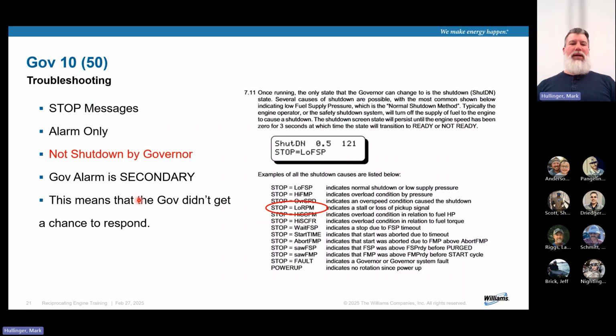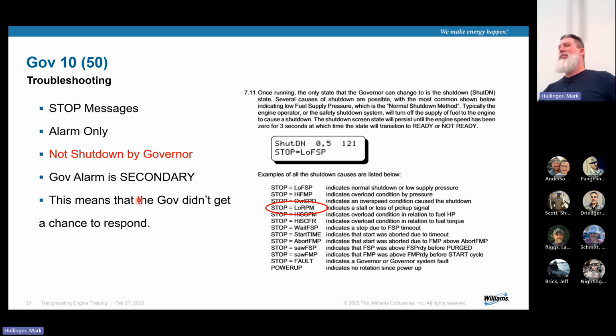So this is the main one I want to talk about. You guys have ever gotten the Gov 10, Gov 50 alarm, right? So your first reaction is, oh no, the governor restricted me, and it must be something in the governor, right? That's how I thought it was working when we commissioned these things. And thankfully, you guys don't have the governors, and so you don't get this alarm, right?